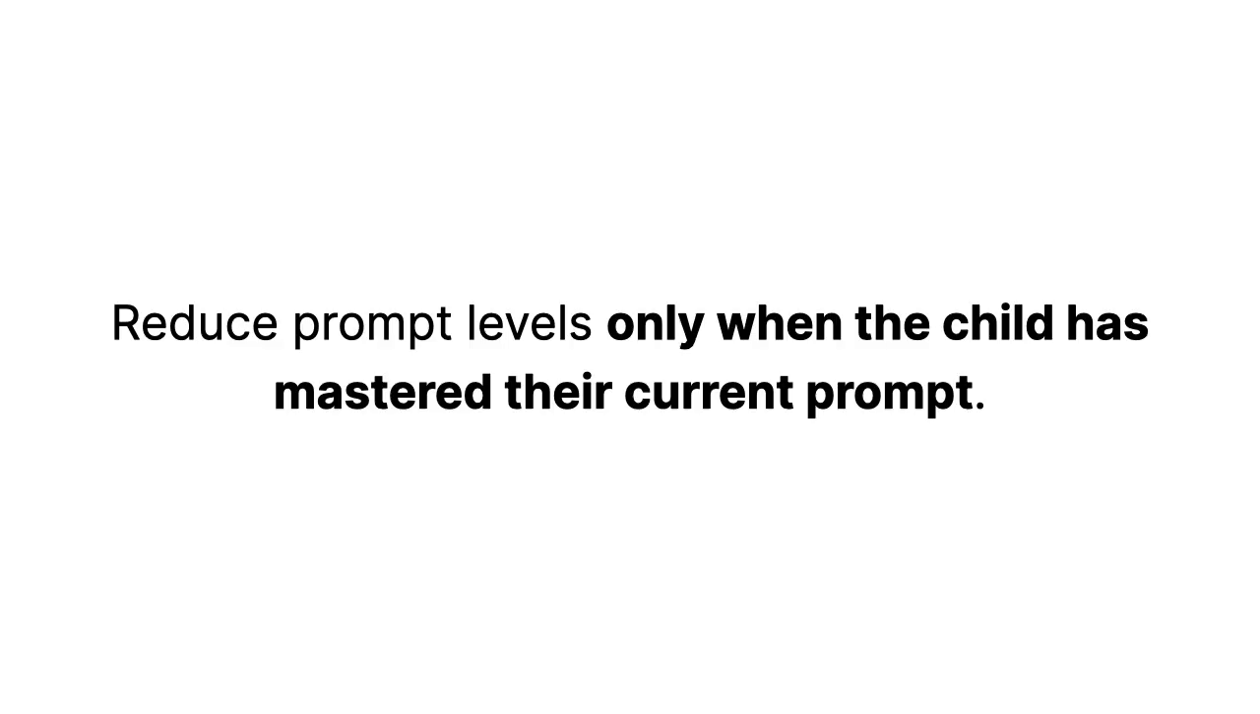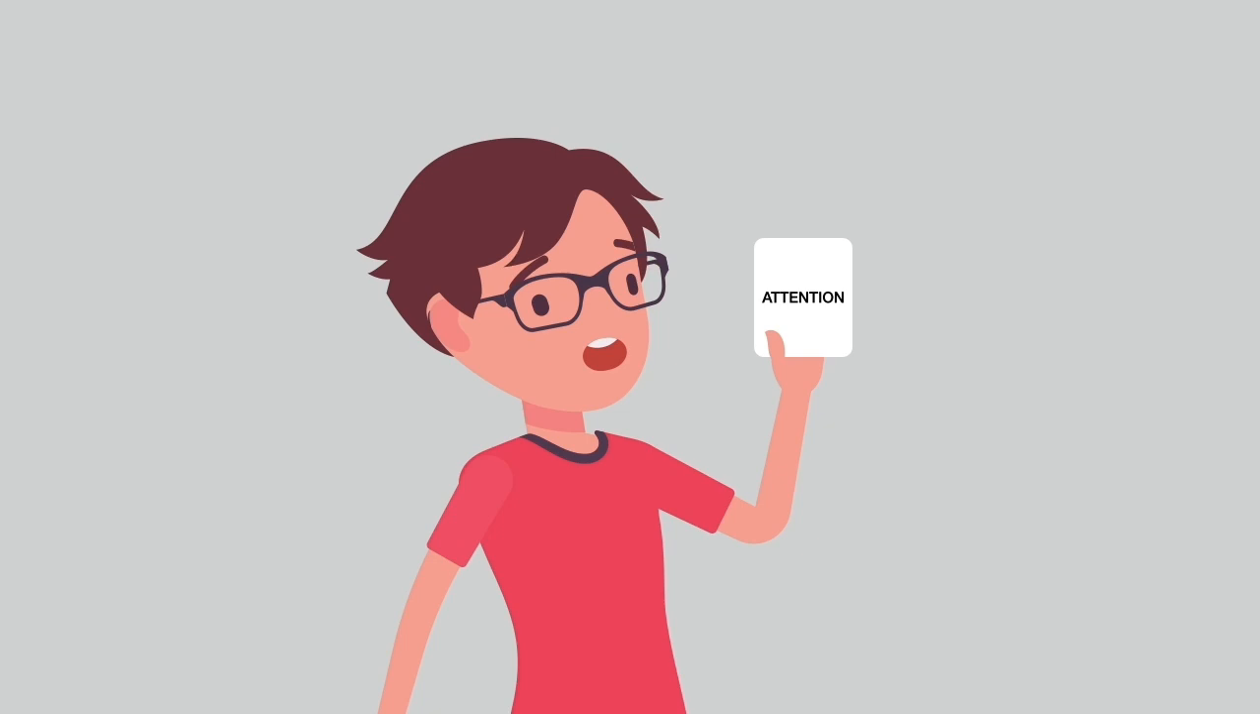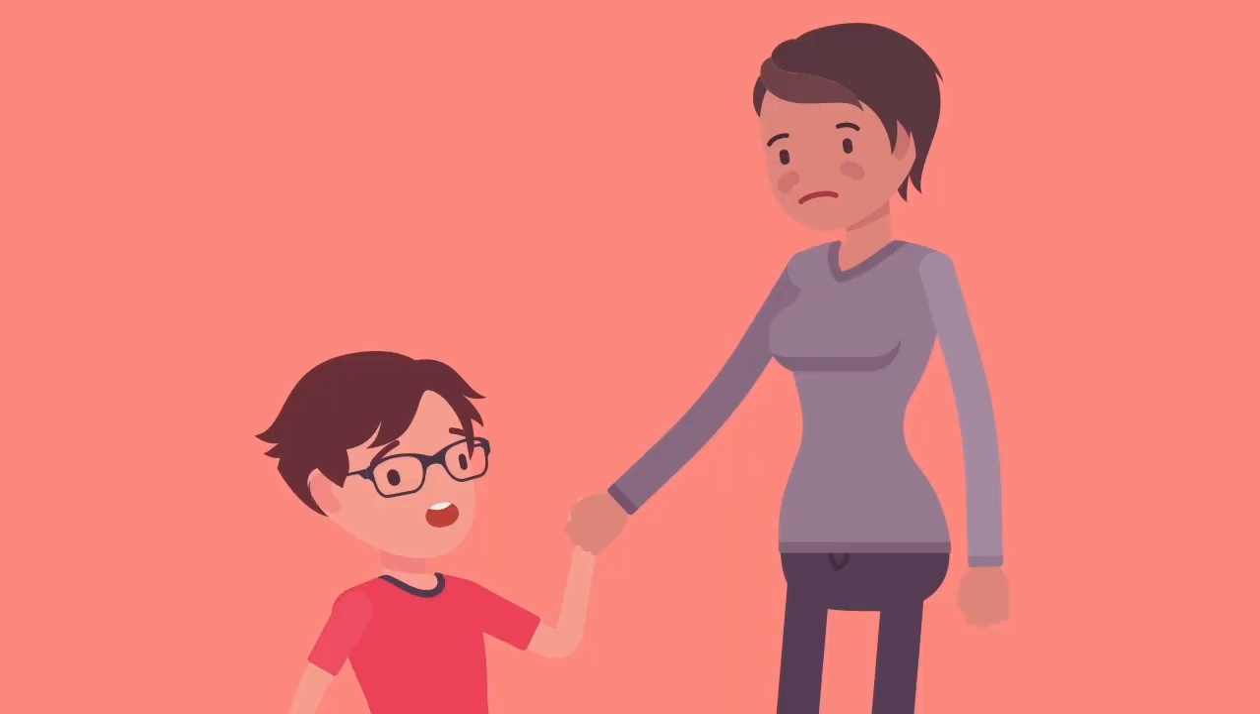We want to reduce the level of prompting we give our youth so they can learn to be self-sufficient. Reduce prompt levels only when the child has mastered their current prompt. For example, Ben's mom uses a full physical prompt and puts the icon into his hand before he can hurt himself. If mom moved to a lower level prompt, such as partial physical, and only touched Ben's hand, Ben would not know what to do. Ben might hurt himself to gain attention because the prompt was reduced too quickly. If mom waits until Ben has mastered full physical, she can more easily move to partial physical prompting with less fear that Ben will hurt himself.